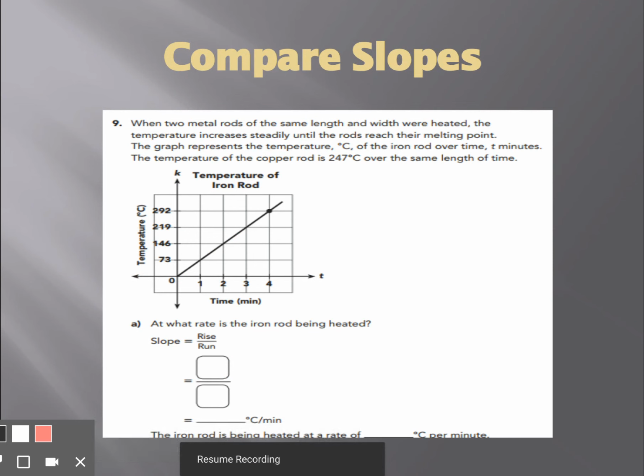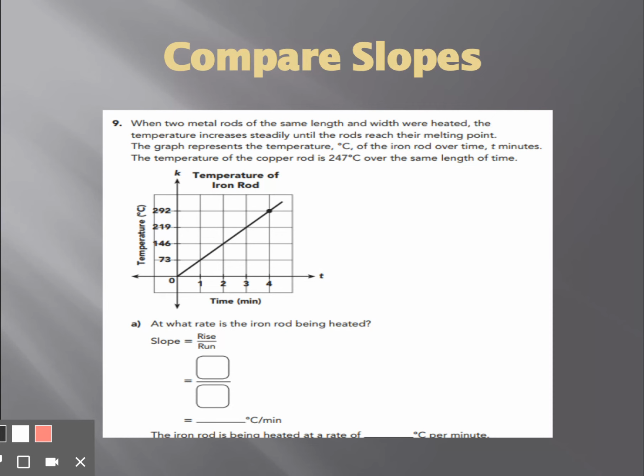Let's do this one on our own. It says when two metal rods of the same length and width were heated, the temperature increases steadily until the rods reach their melting point. The graph represents the temperature in Celsius of the iron rod over time in minutes. The temperature of the copper rod is 247 degrees over the same length of time.